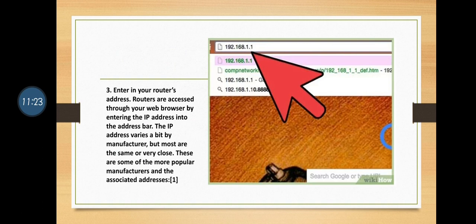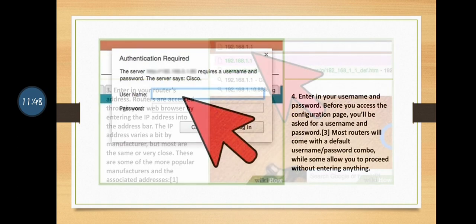Next, enter in your router's address. Routers can be accessed through your web browser by entering the IP address into the address bar. The IP address varies a bit by manufacturer, but most are the same or very close. These are some of the most popular manufacturers and the associated addresses.